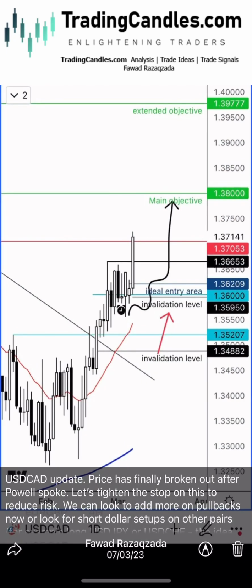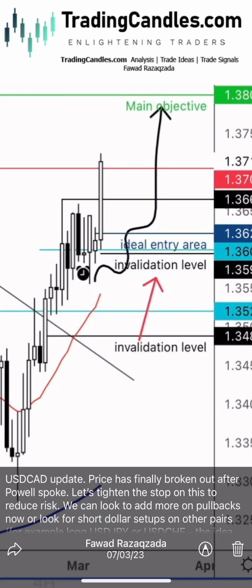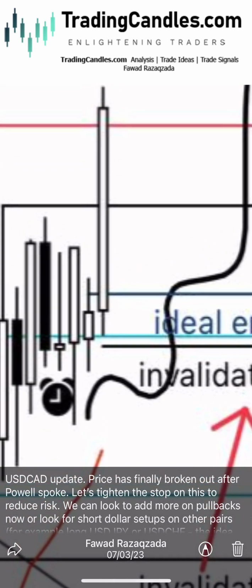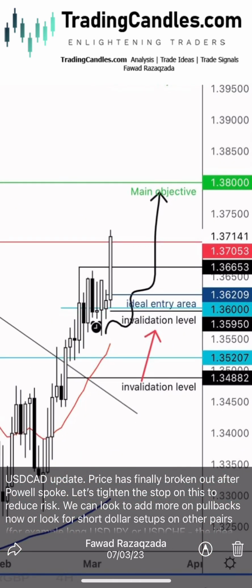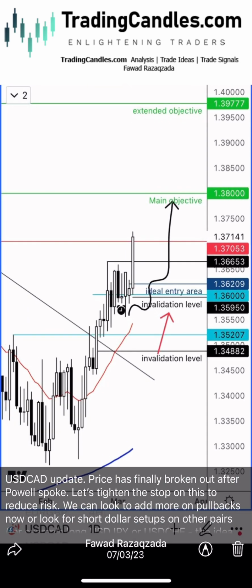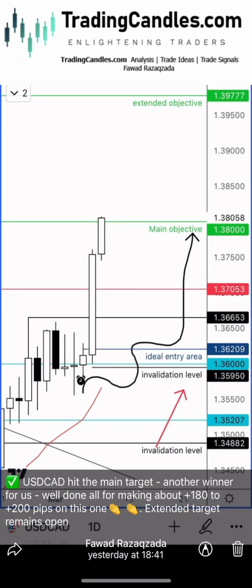Lo and behold, to the upside it went. And so what we did next is move the invalidation stop loss level higher, to below the low of the thrust candle, thereby reducing the risk on the trade. And then eventually it went on to hit that target.